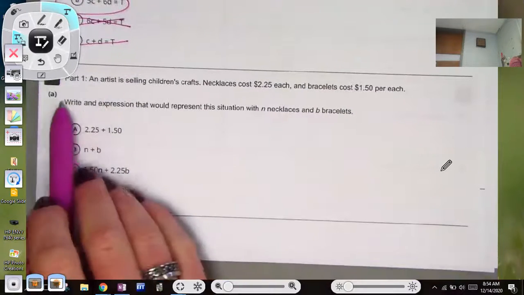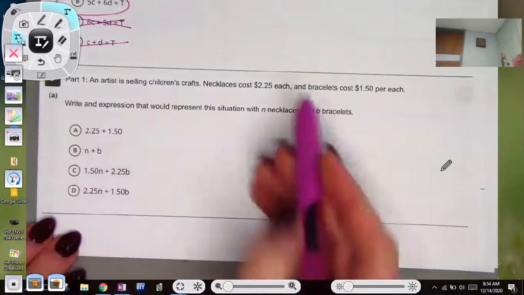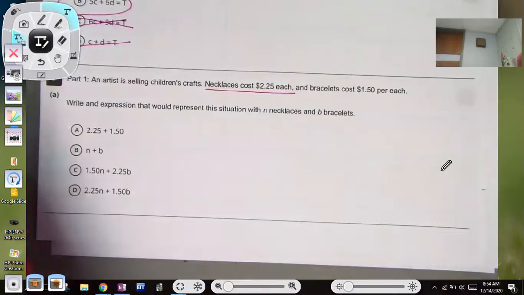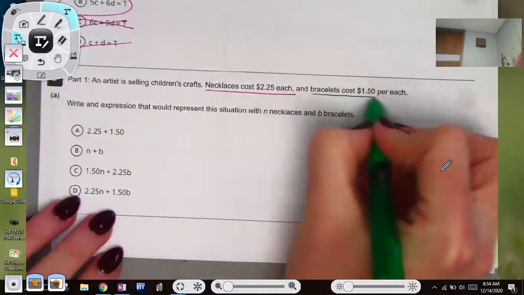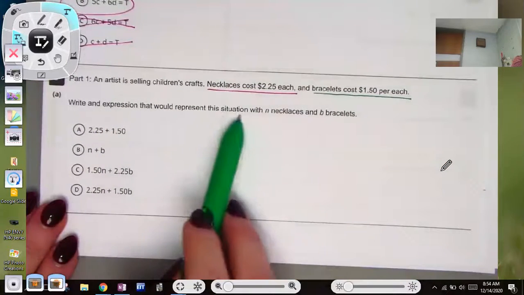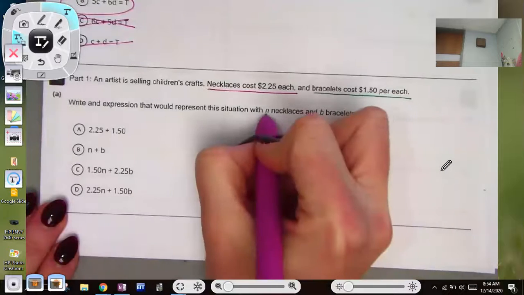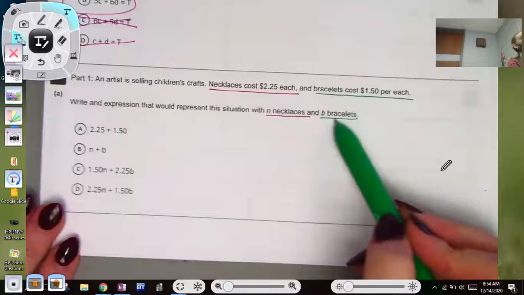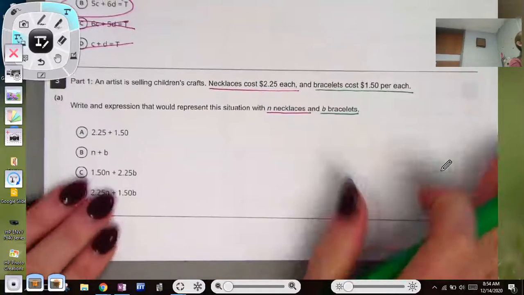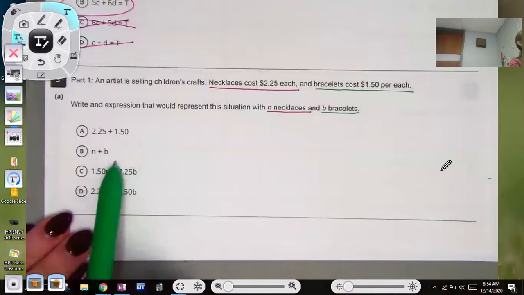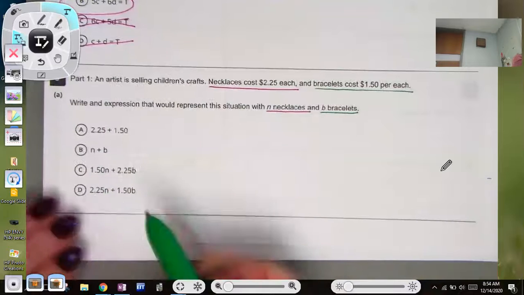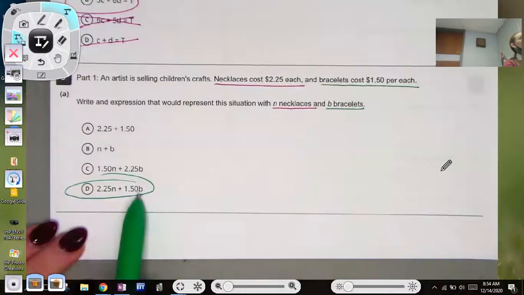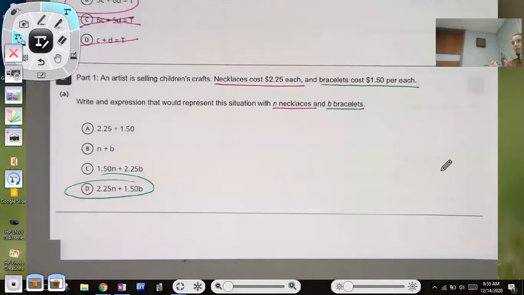All right, this is part 1. An artist is selling children's crafts. Necklaces cost $225. Bracelets cost $150. Write an expression that would represent the situation with N necklaces and B bracelets. So you just need to make sure the price is matched up with its correct variable. Necklaces are $225, so the only one where $225 is paired with necklaces is D. And then double check, $150 is paired with bracelets.